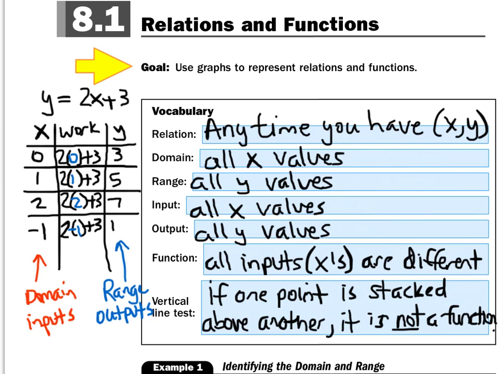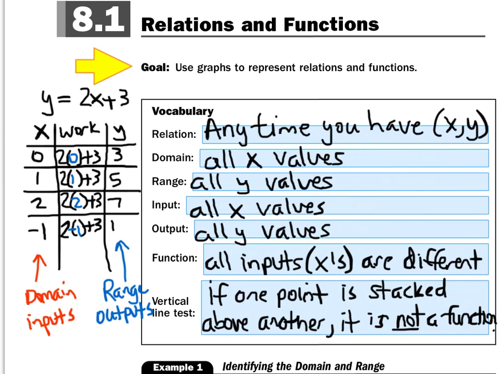Okay, and please in the margin here, can you write y equals 2x plus 3? And you're going to see us use an x column, a work column, and a y column. So we make up values for x, for example, easy numbers to input: 0, positive 1, positive 2, negative 1. And remember, all the x values are called the domain, or you'll hear me say the inputs. And then we do a little bit of work.